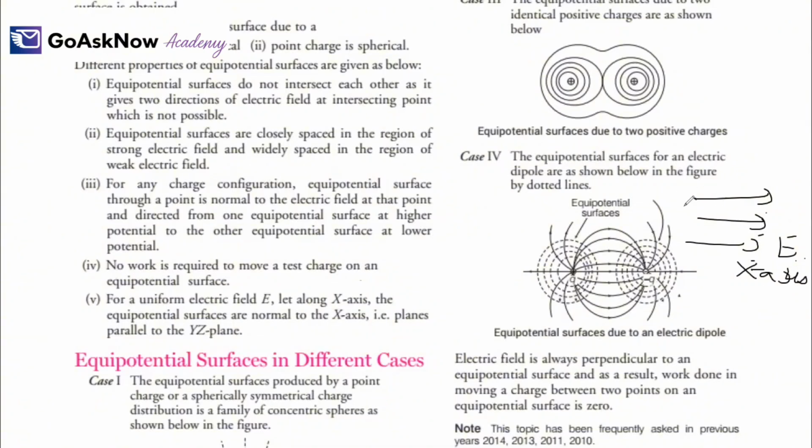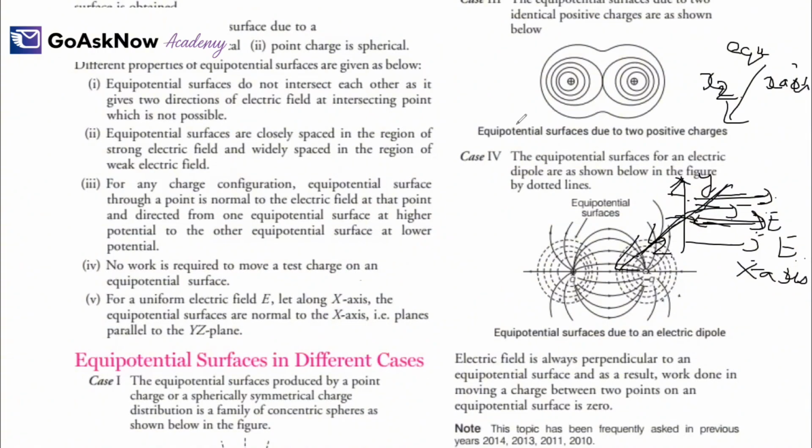And the YZ plane is what? This is your x, this will be your y, and this will be z. So any plane parallel to the YZ plane must be an equipotential surface for this electric field, because it is perpendicular to this field along x. So this was what we were telling in this point.